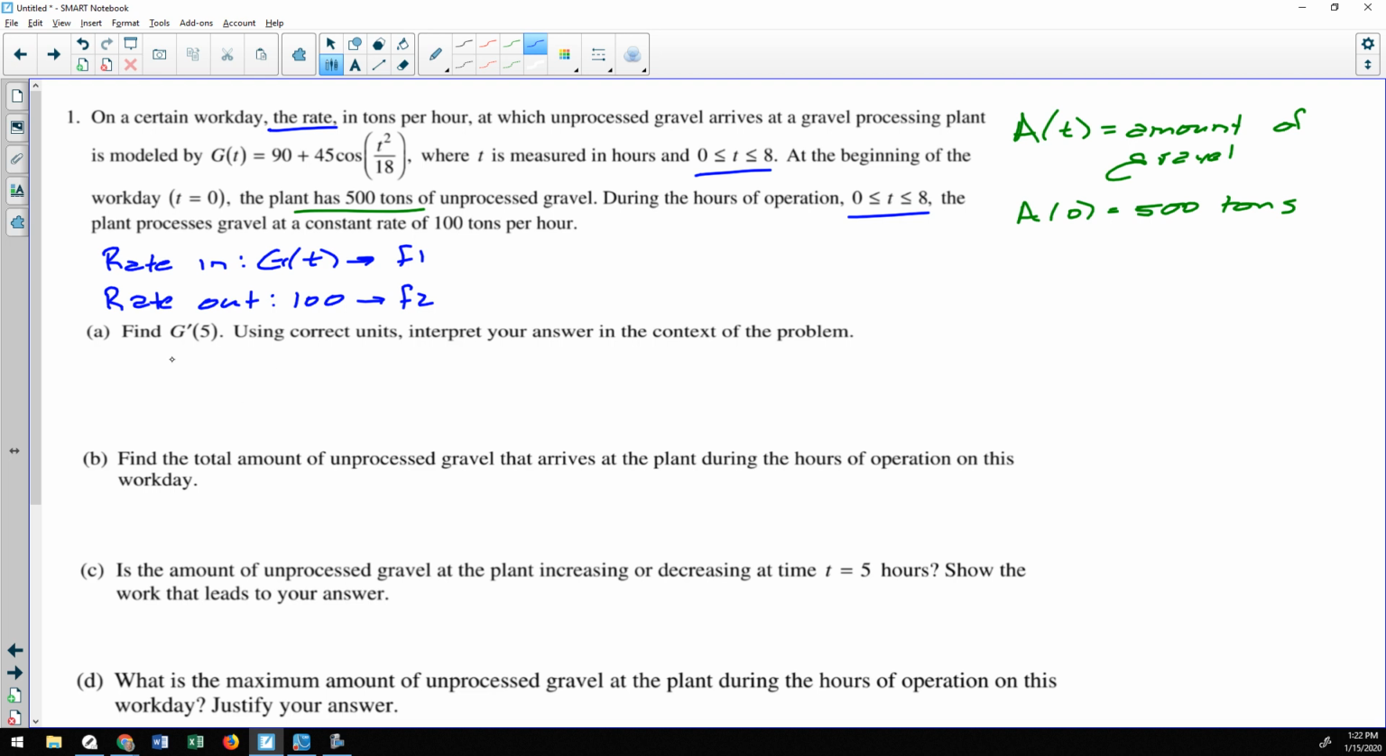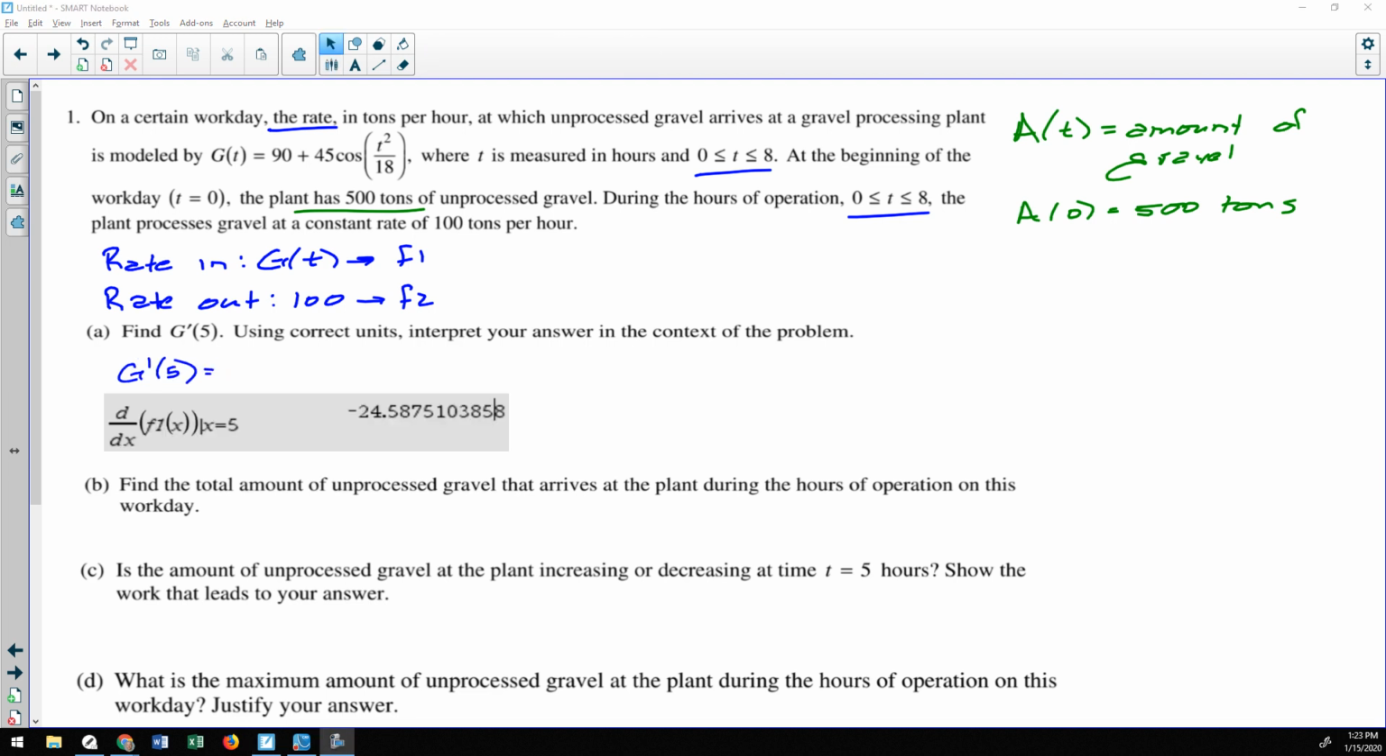Then question A: find g prime of 5 and then interpret the answer. So g is given, and we want g prime of 5. You are expected to use the derivative at a point command in the calculator, so I'm just going to punch that in the calculator real quick and give you the answer. There we go. We get an answer of negative 24.5875. You must be accurate to the third decimal.